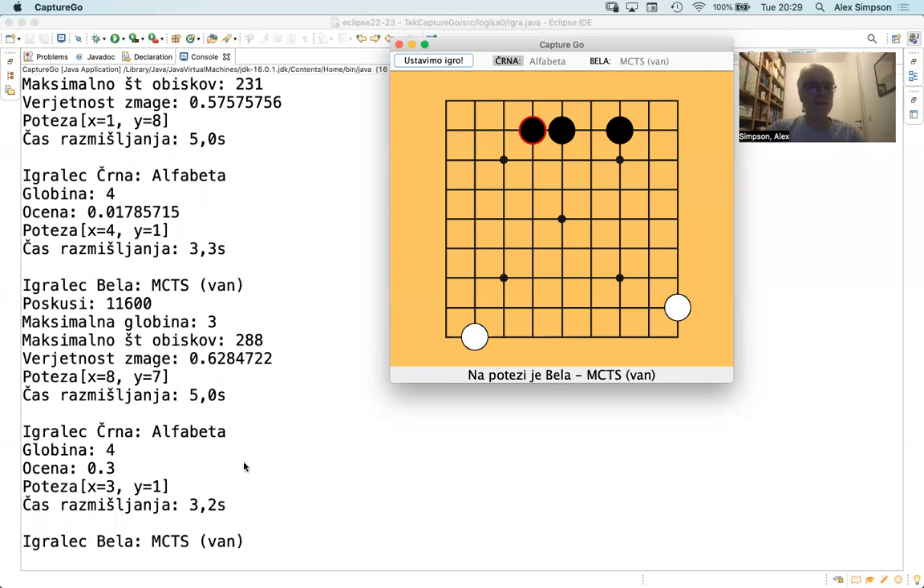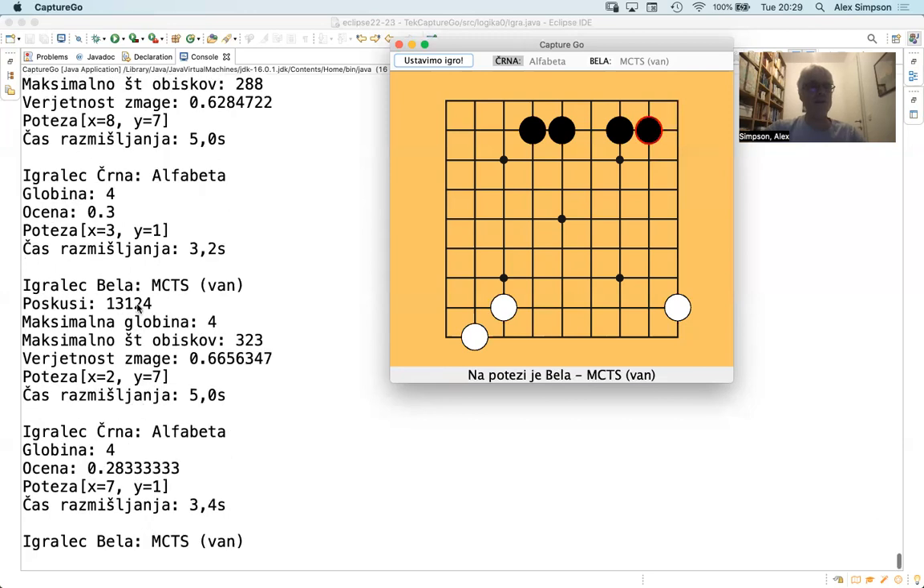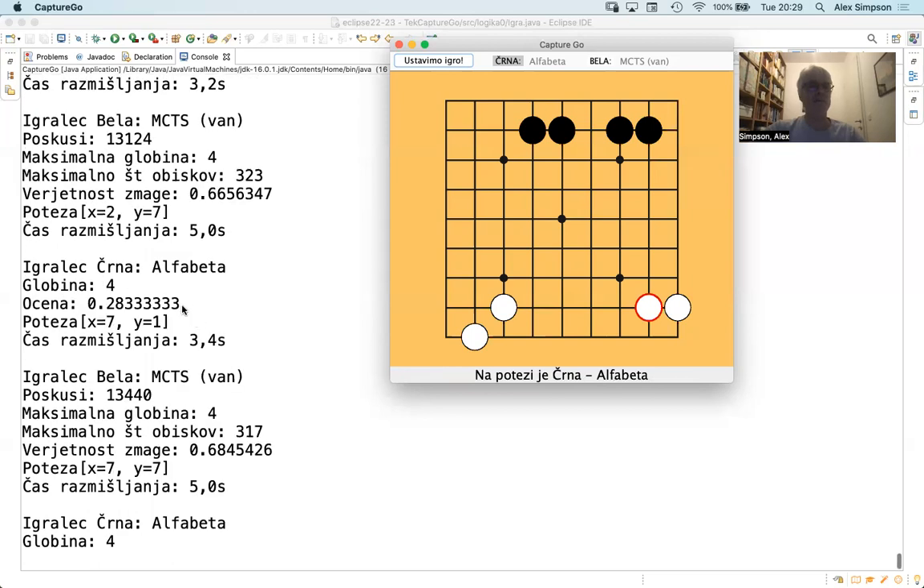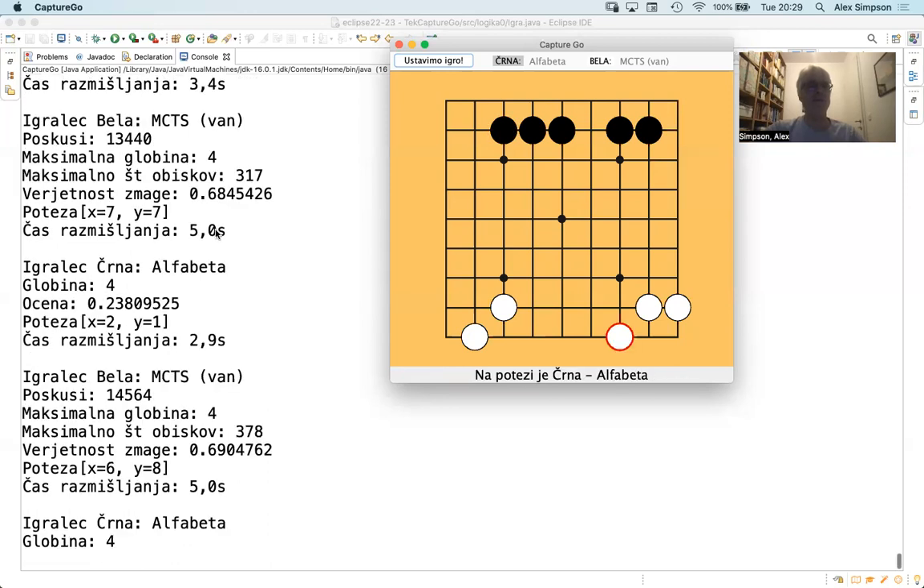You'll see that for Monte Carlo Tree Search, it's telling me how many runs it's had. So Pascusi means the number of runs in this case. The maximum depth it's got to in the search, the highest number of times it visited a particular node, and what it thinks its probability of winning is. And it's always taking 5 seconds.